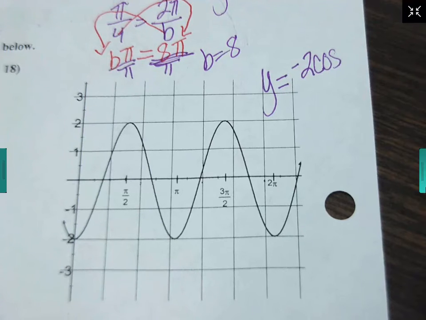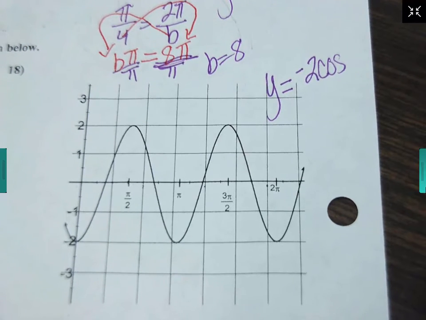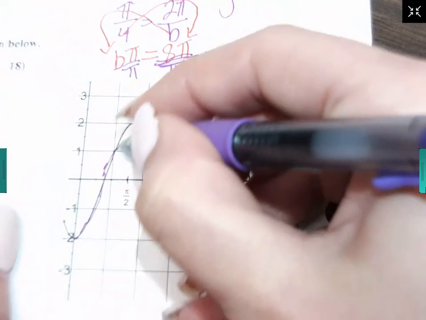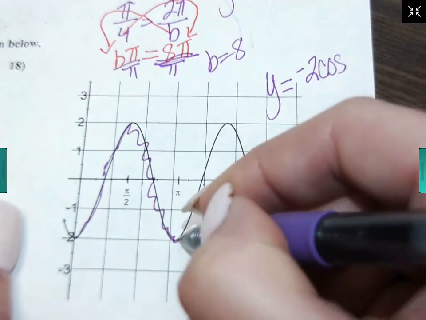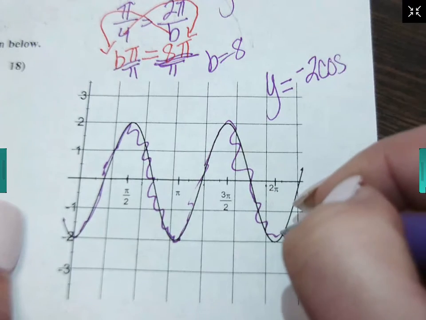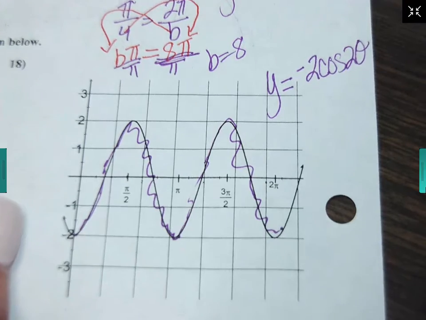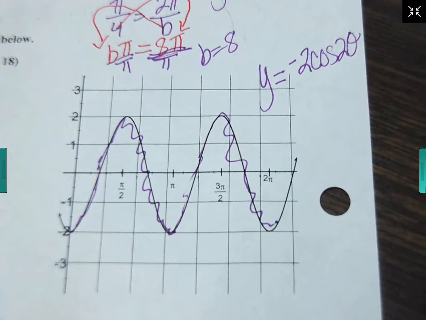Now what's b? B is the number of cycles, right? How many cycles do we have? Let's see. We go, here is, how many is that? And then 2. So it's -2 cosine of 2 theta. Any questions?